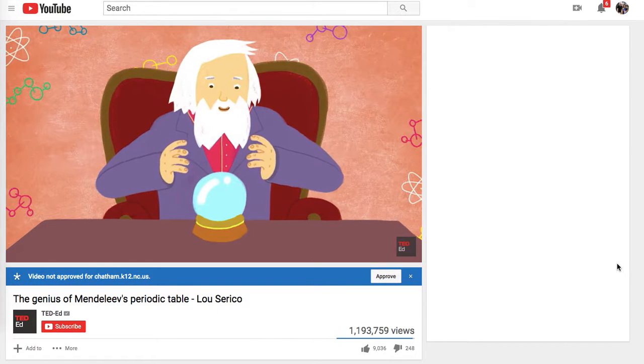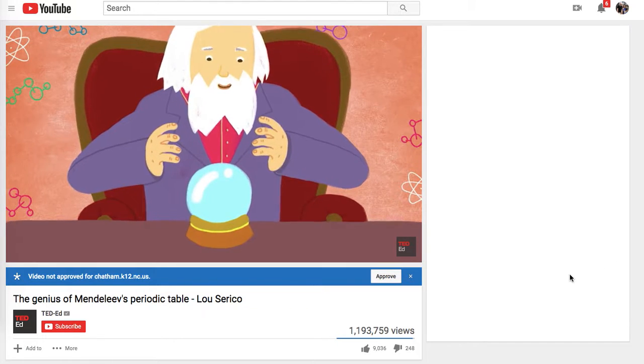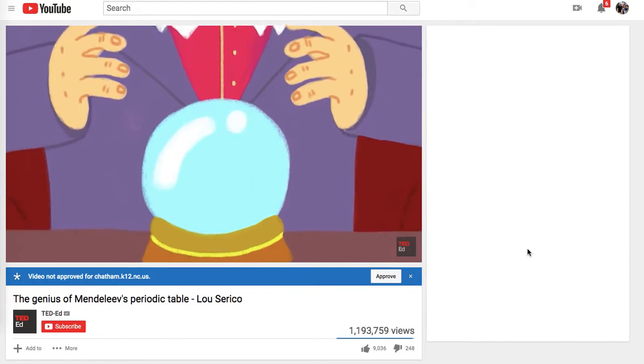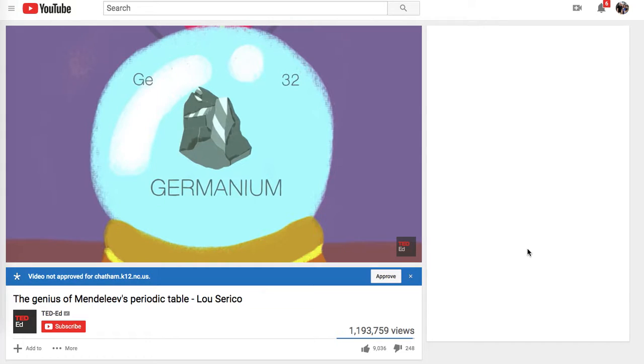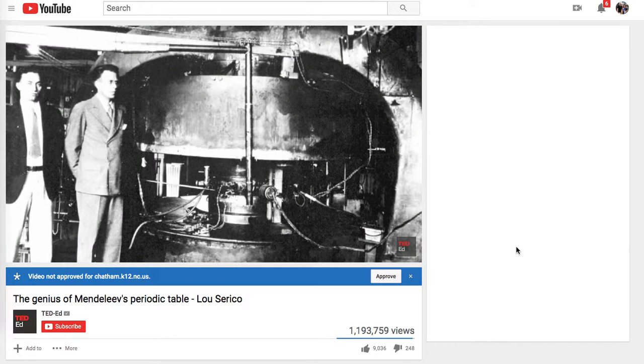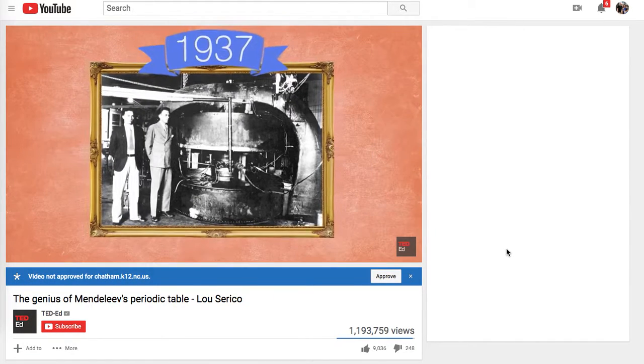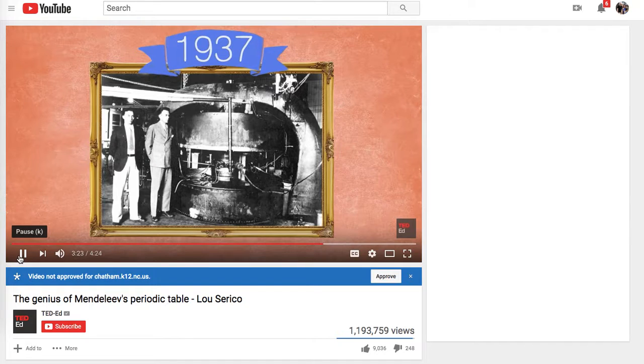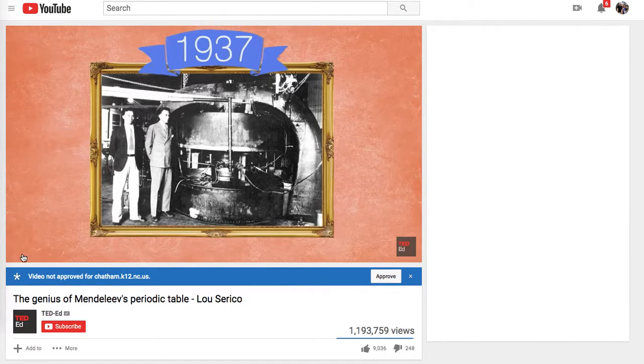Not only did Mendeleev completely nail gallium, he predicted other elements that were unknown at the time. Scandium, germanium, rhenium. The element he called Eka-manganese is now called technetium. Technetium is so rare it couldn't be isolated until it was synthesized in a cyclotron in 1937, almost 70 years after Dmitri predicted its existence. 30 years after he died.